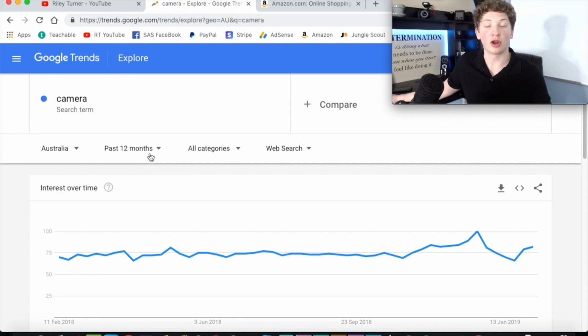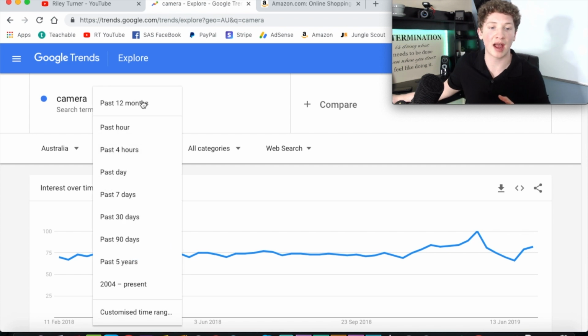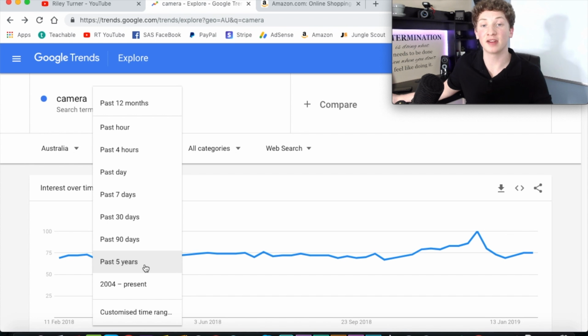Now, another thing that you can also alter here is the time frame. So this is going to be good if you want to see if it is a steady product for a long time and it's not just popular for 1 year. So right here, we have it right now currently at the past 12 months, so that is 1 year. Now let's check and see if it is a steady product based off the past 5 years.